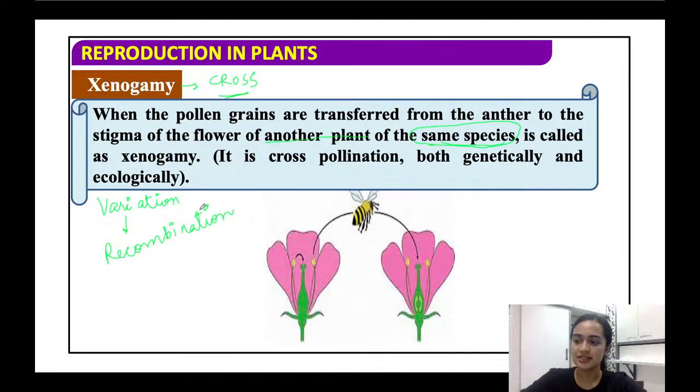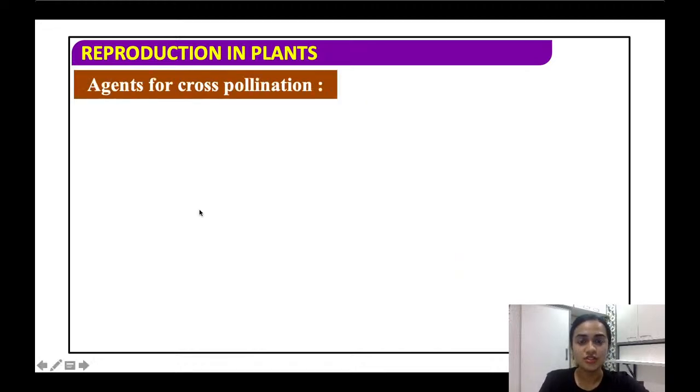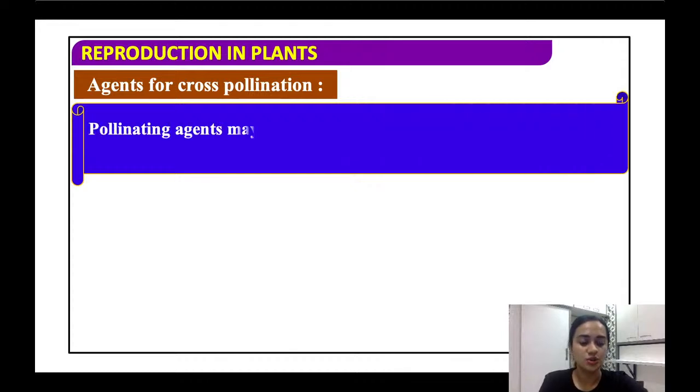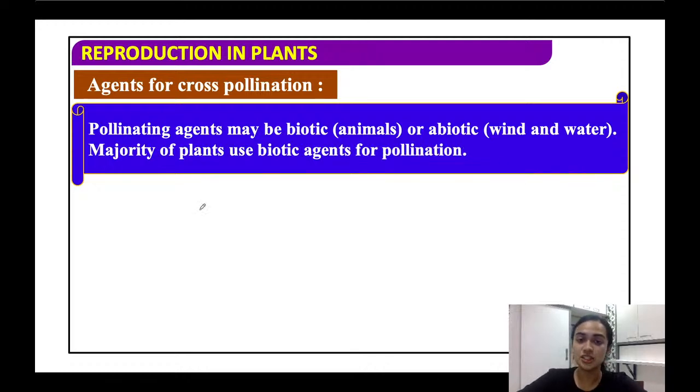All right, so this is an advantage of xenogamy: agents for cross pollination. What happens is, as I told you, that cross pollination cannot take place by itself, since both the female and the male gametes are non-motile. So we require a medium.